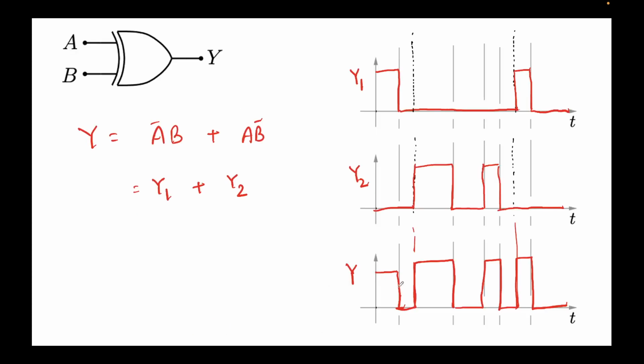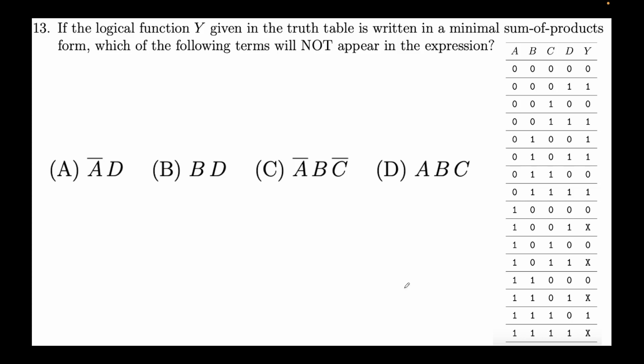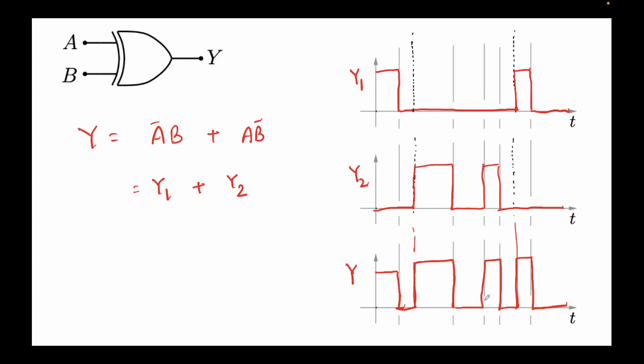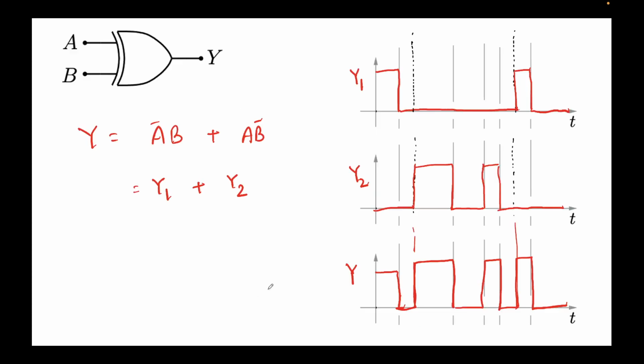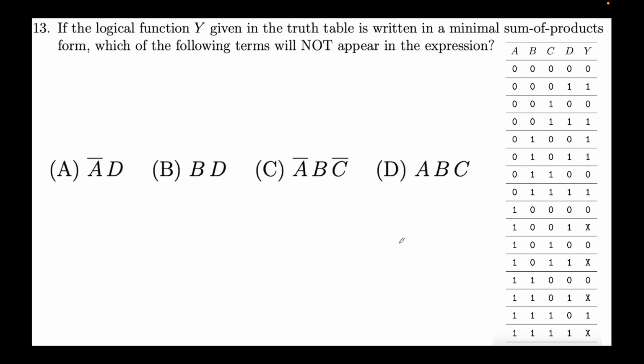You can see that this matches: low, and then it goes high, and then it goes low again, high low, high low, high low. So C is the correct option. The key thing here is that I broke it down into two, A bar B plus A B bar, and then we plotted this Y1, then we plotted Y2, and then simply took an OR of them, and that's how we solve this problem.